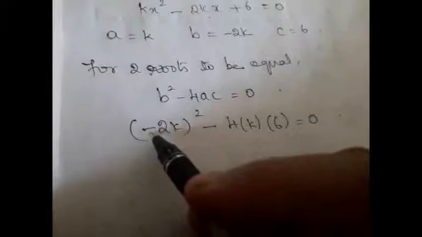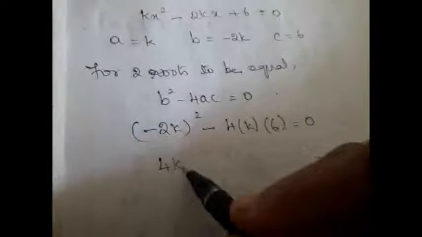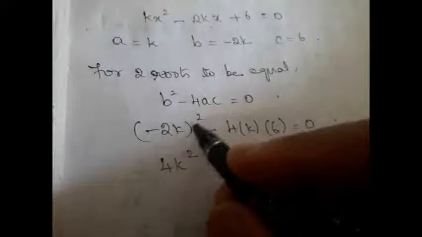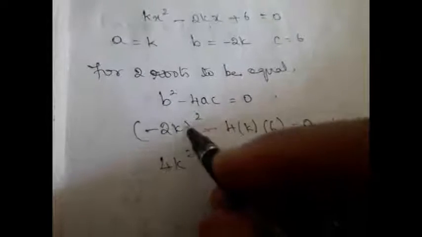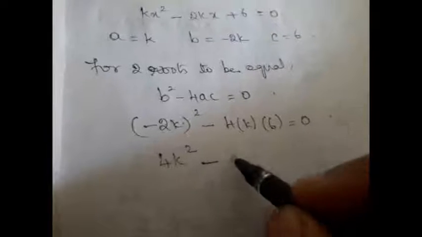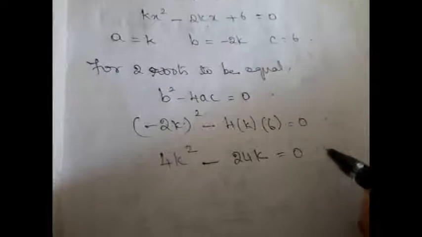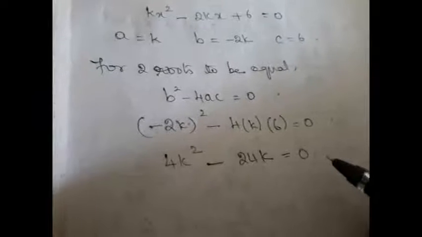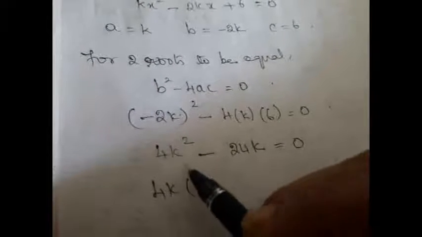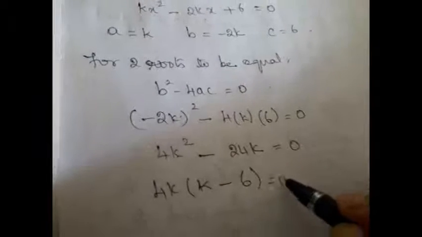Right? Minus, if you square it, it will become plus. 2 square is 4, k square. You have to square each and every term. 2 if I square I will get 4, k if I square I will get k square, minus 4 into 6 is 24k equal to 0. Right? This can be written as, I can take 4k as common. Yes or no? So I will have remaining k minus 4 sixes are 24 equal to 0.